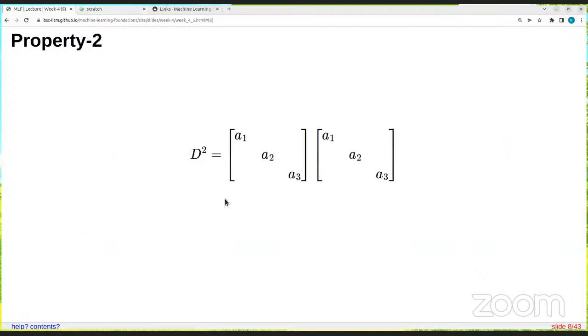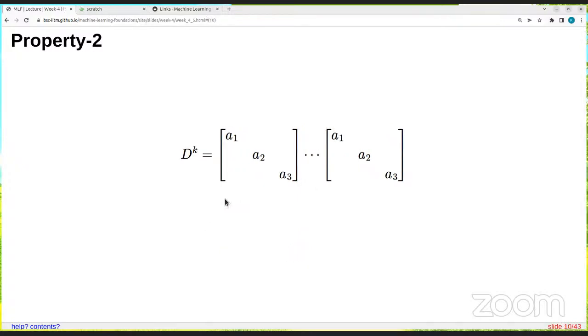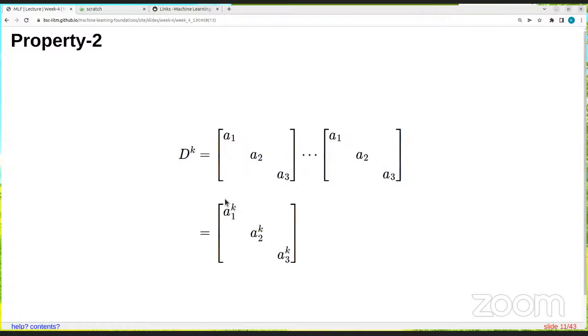So what is the product of two diagonal matrices? A1 square, A2 square, A3 square, right? So what about the kth power? A1 power k, A2 power k, A3 power k. Right. This seems simple, but it's a very powerful property.